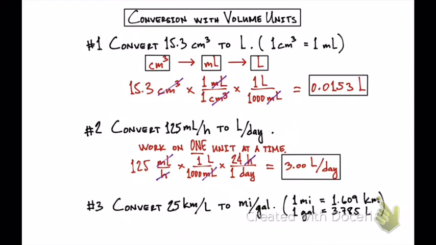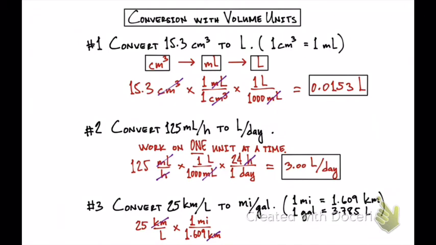And the last example here, convert 25 kilometers per liter to miles per gallon. So 1 mile is equivalent to 1.609 kilometers, and 1 gallon is equivalent to 3.785 liters. So again, the very first step here is to write down what's given, 25 kilometers per liter, and we can try to convert kilometers to miles first, which in this case we would use the conversion factor 1 mile per 1.609 kilometer. And so you can see how the kilometers will cancel out here. And that takes care of miles.